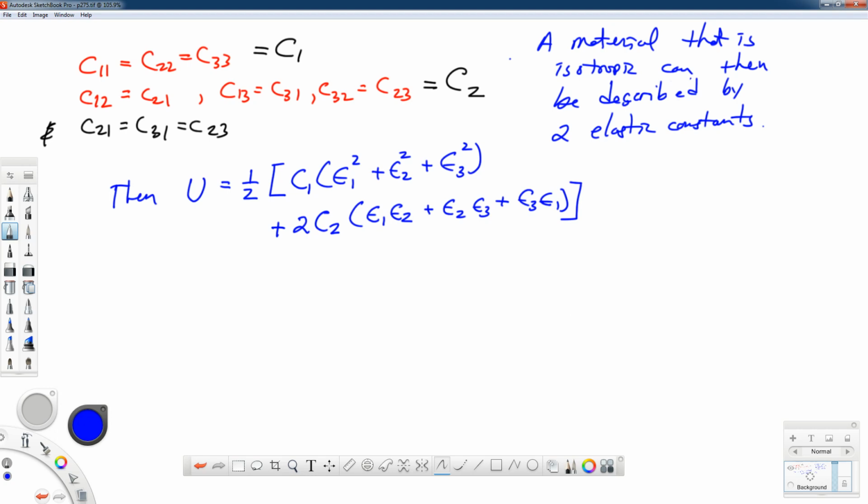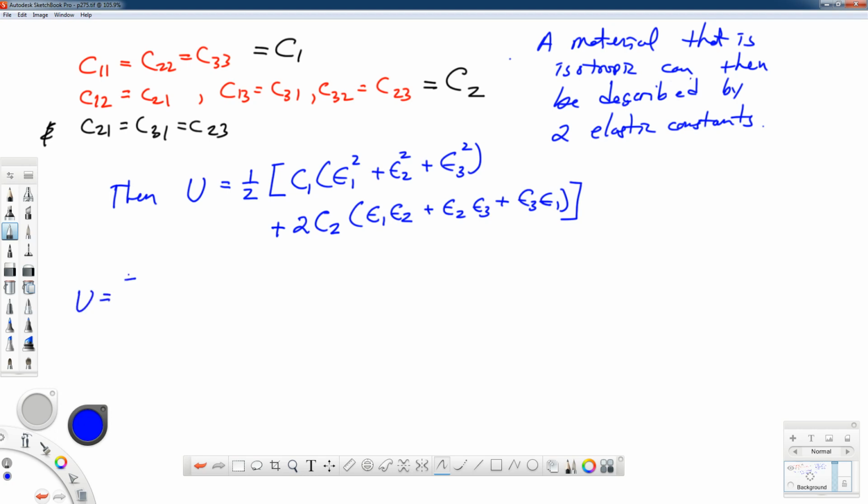Now, our elastic constants, you may be familiar with Poisson's ratio, the elastic modulus, and the shear modulus. Turns out that the C1 and C2 can be written in terms of those values that we're more familiar with. But before we do that, we're going to do a little bit more work to write this in a slightly more standard format. In order to do that, we're going to add and subtract like terms.